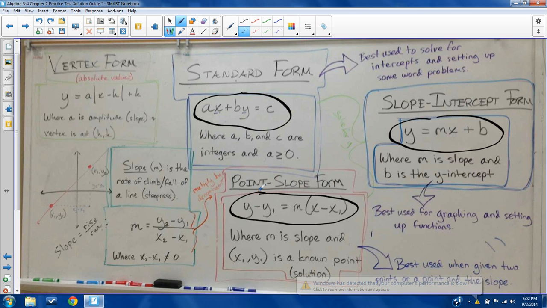The next one's point slope form I'll talk about, and this can be gotten from your slope formula. Multiply both sides by x2 minus x1, and you get this equation. Point slope form gives you your slope m and an xy pair, x1 and y1 right there. Okay, x1, y1 is a known point that you have, and it's good to do this if you are working with 2 points that are given and you have to put it in a form.